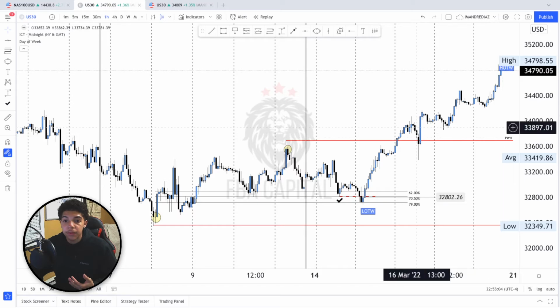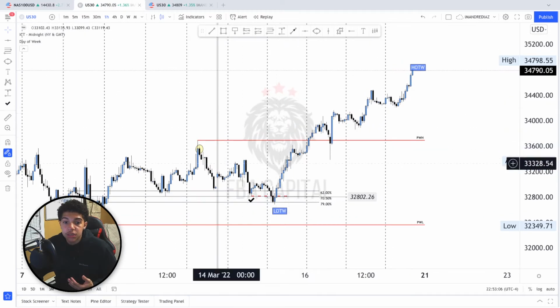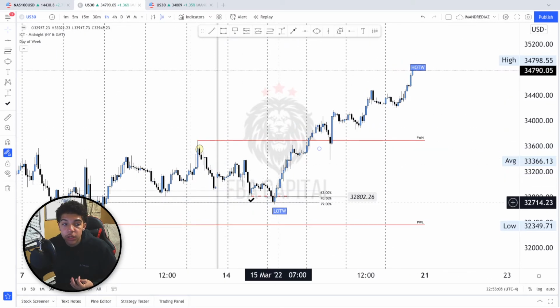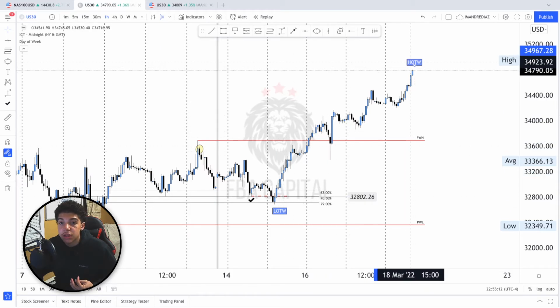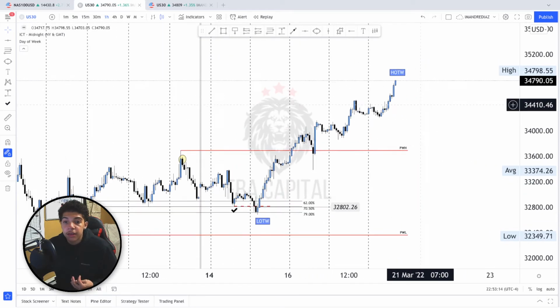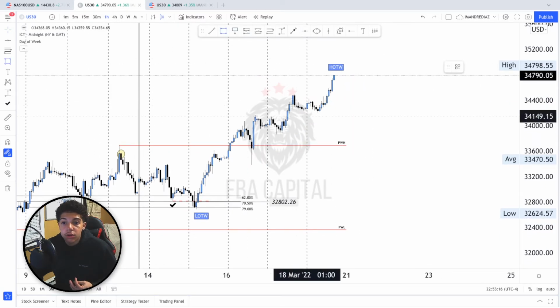So as you can see, using these basic things right now, you could have found this low of the week at this potential trade opportunity. And then from here, price kept on expanding and expanding and expanding. So now let's get the overall.